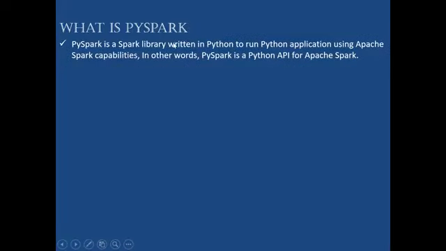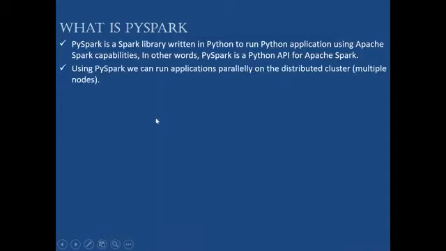PySpark is a Spark library written in Python to run Python applications using Apache Spark capabilities. You understood? What are the Apache Spark capabilities we discussed? In-memory processing, parallelism, fault tolerance, all those things. In other words, PySpark is a Python API for Apache Spark. Using the Python API, we are going to run Spark. That is nothing but PySpark.